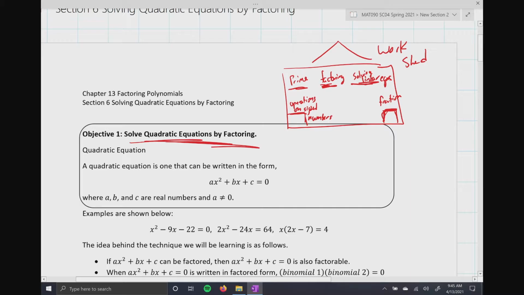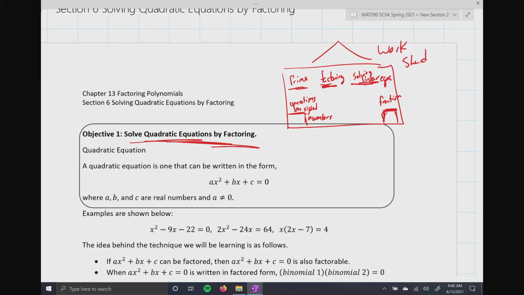So first, you got to have a quadratic equation. Second, the technique that we're going to learn is called factoring. And here's the thing. There's actually more techniques on how to solve a quadratic equation. There are more. We're going to focus on the first technique, which is called factoring.